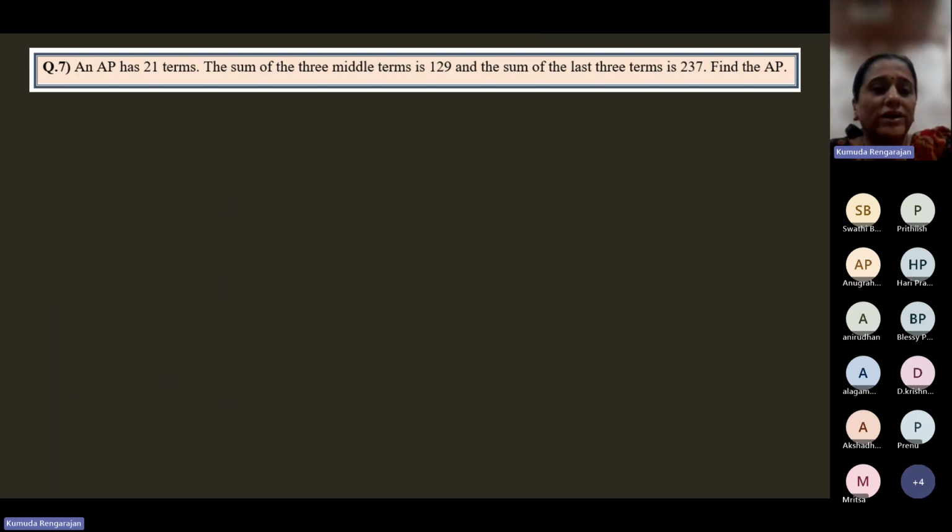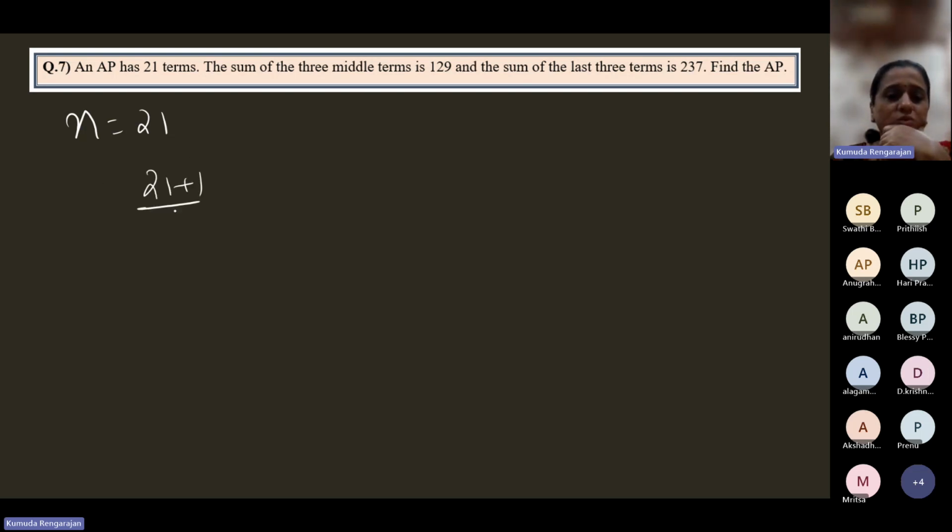An AP has 21 terms. The sum of the 3 middle terms is 129 and the sum of the last 3 terms is 237. Find the AP. So we know that when the AP has an odd number of terms, n is equal to 21, there is one middlemost term, and that middlemost term is (21 plus 1) by 2, 22 by 2, 11. The 11th term is the middlemost term.